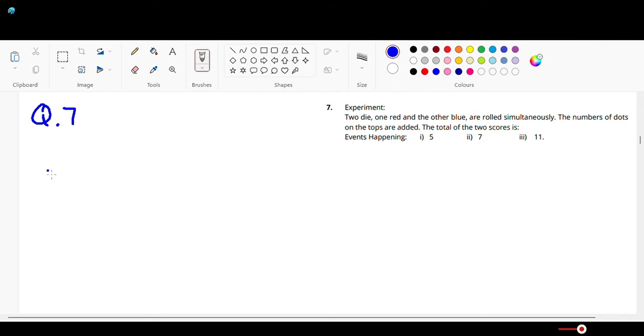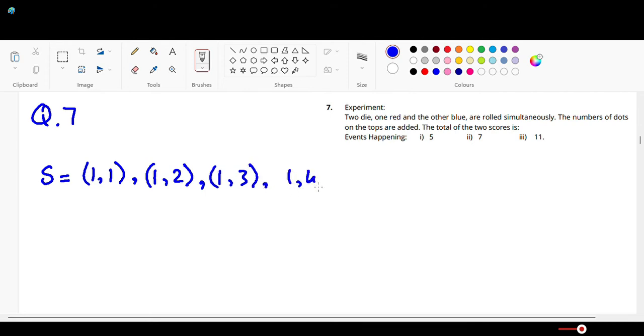Our sample space works like this: when we roll the dice, we can get 1 dot on both of their tops, so we can say 1 1. We can get 1 on the first and 2 on the second, or 1 on the first and 3 on the second, all the way to 6, because that's the maximum you can get on a dice. So 1 and 4, 1 and 5, 1 and 6. So this is the maximum.